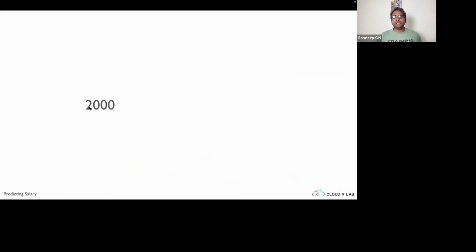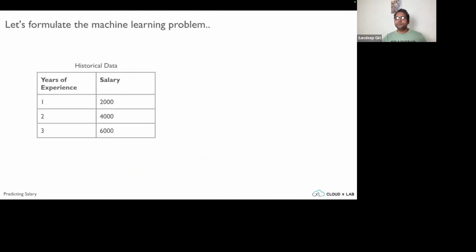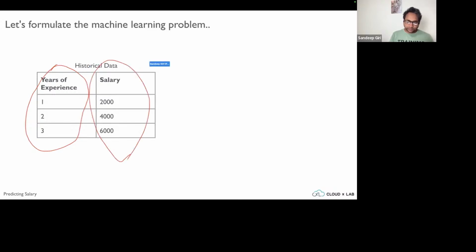Like, for example, when we are predicting salary, we can quickly say, looking at this number, the next number is going to be 8,000, right? The salary is essentially the historical data. The x-axis, the variable, is our years of experience, and the salary is our y. This is x, this is y. We want to predict salary given years of experience. If we had to predict the years of experience given the salary, then this will be our x and this will be our y. All right?